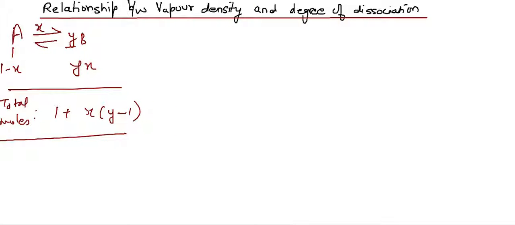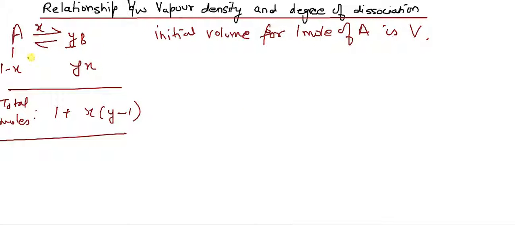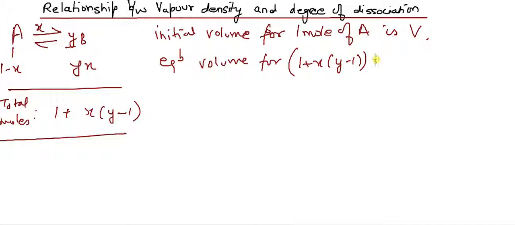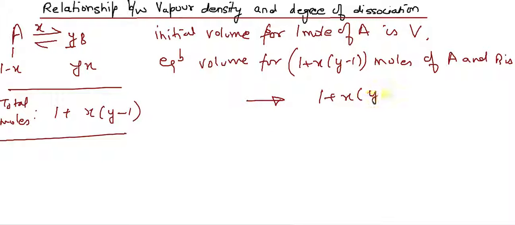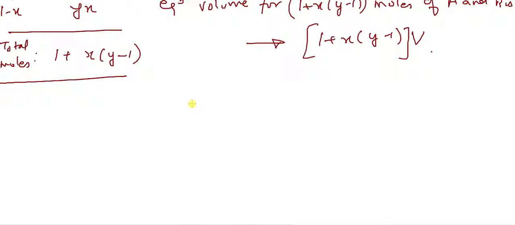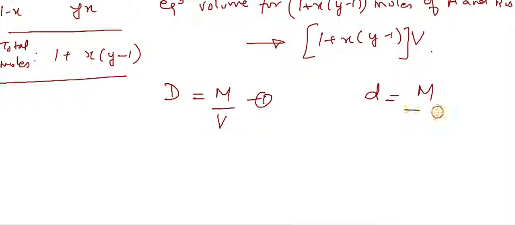Next, initial volume for 1 mole of A is V, suppose. For 1 mole of A we have V volume. Then the equilibrium volume for 1 plus x into y minus 1, this whole quantity of moles of A and B, what is it? Can you guess that value? It's very simple. It will be just the multiplication with V. Now we have the relation that density is mass per volume. It's the first equation. Then another density equals mass over total volume, which will be 1 plus x into y minus 1 into V.